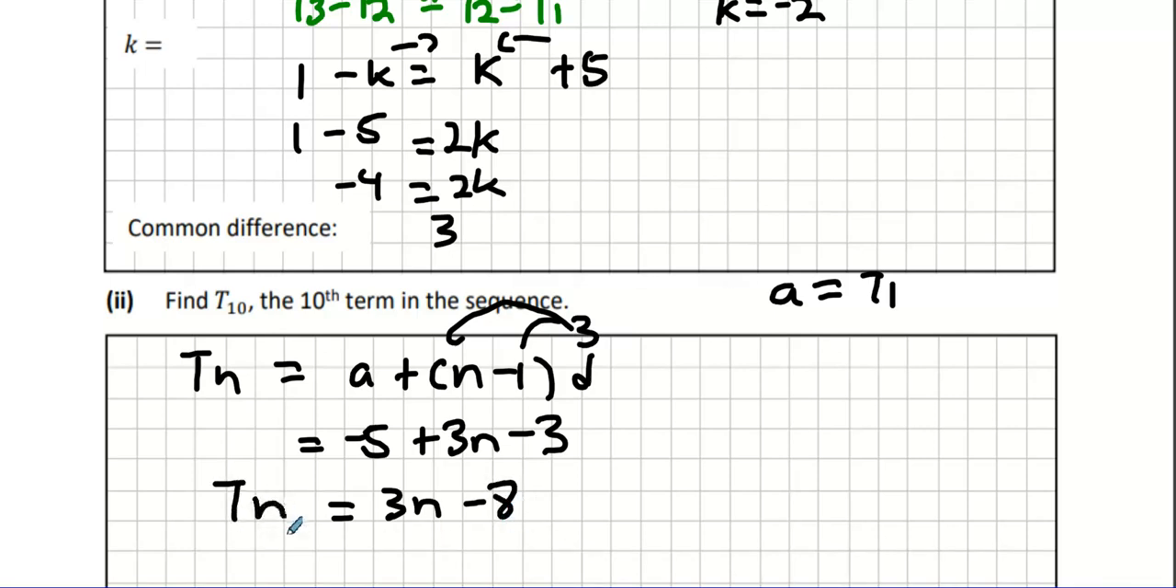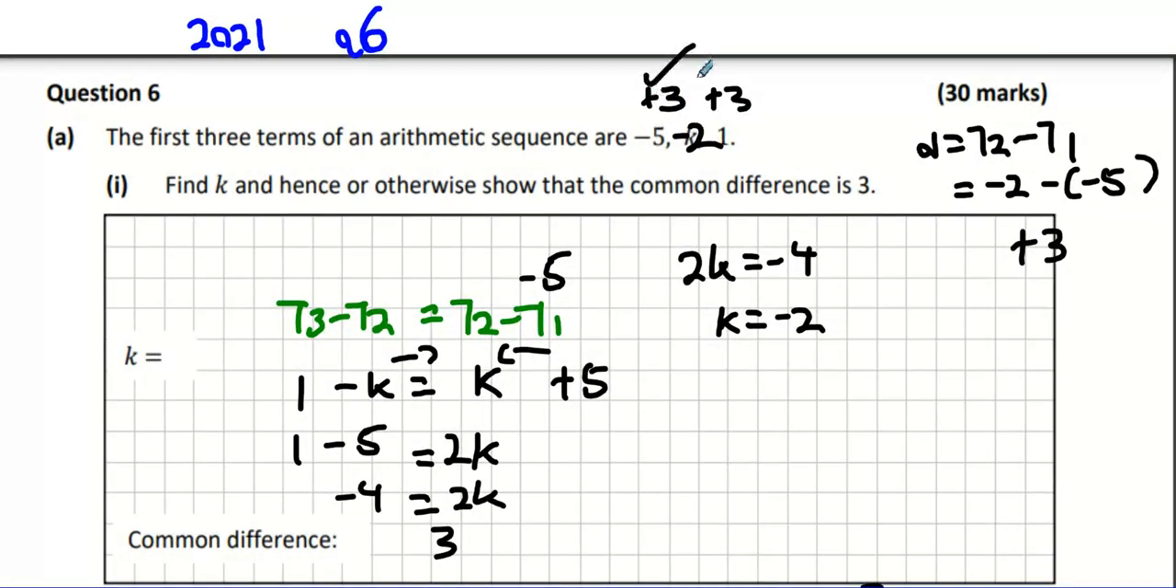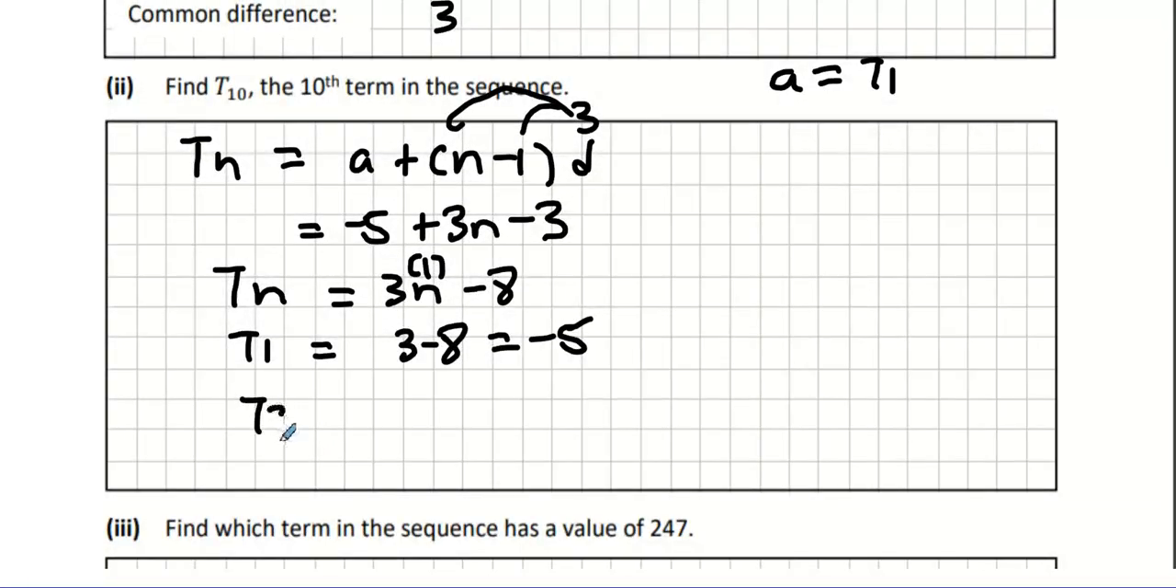Now, the great thing about this equation is it kicks back any term you want. If you put in T1 and replace n with 1, you get 3 minus 8, and the answer is minus 5. And you knew that that answer was going to be minus 5. If you were to do T3 as an example, it would kick back the answer of 1. So if I did T3, it'll end up being 3 times 3, take away 8, 9 take away 8 is 1. So that's how this works.